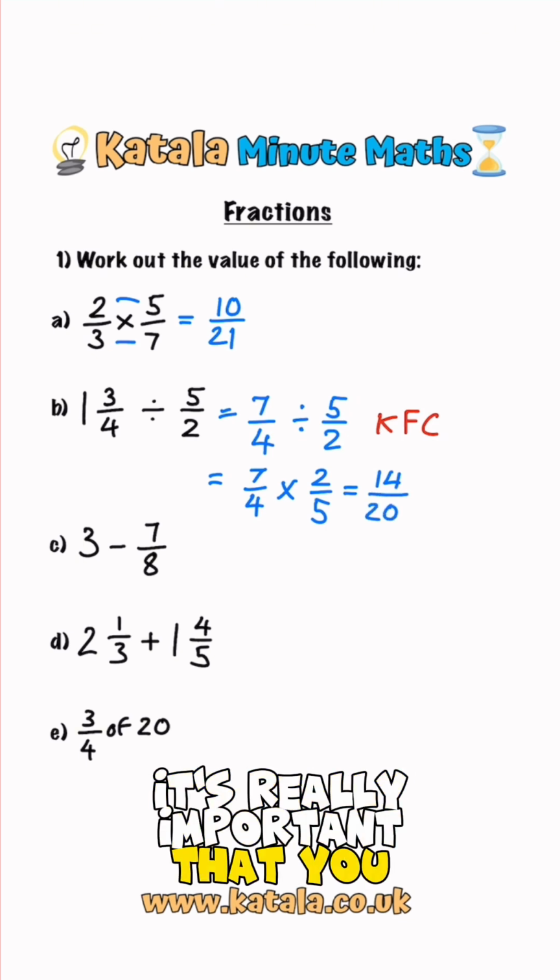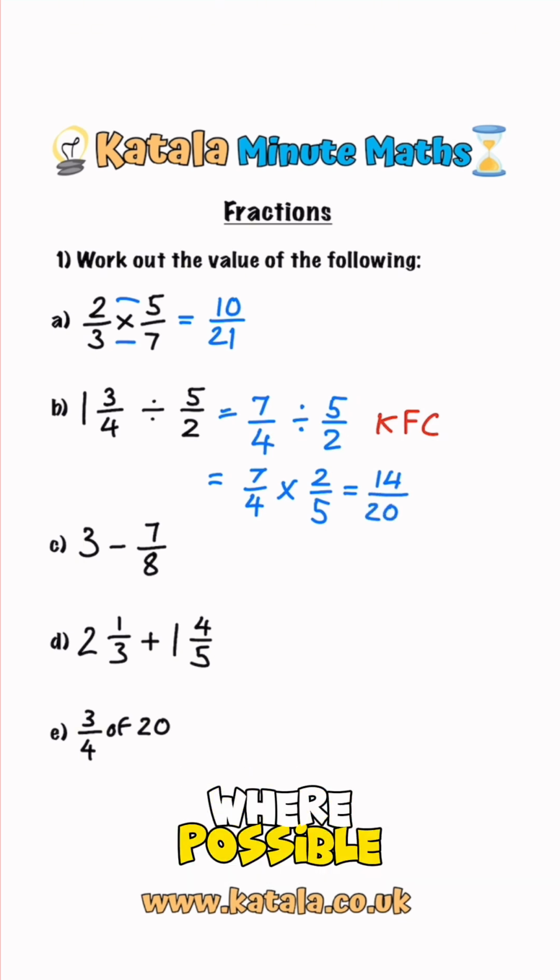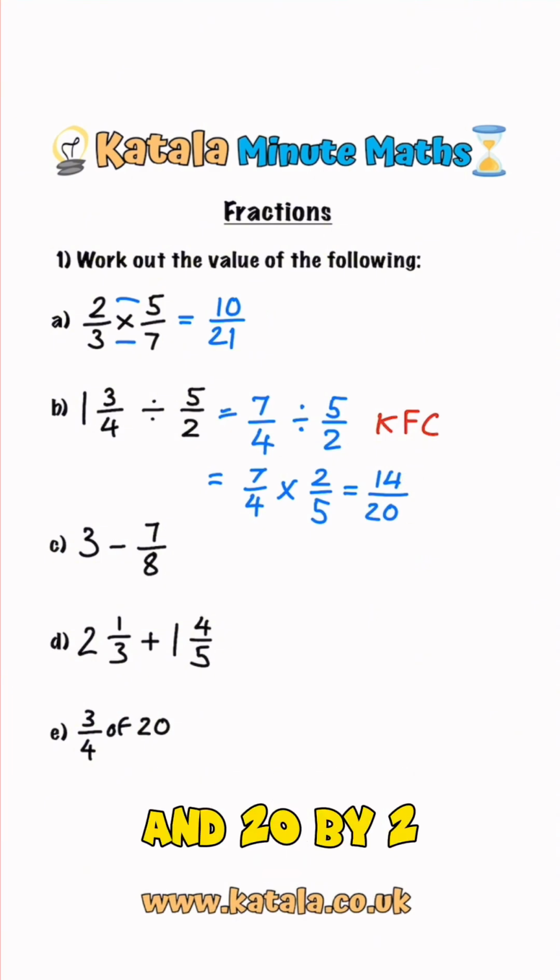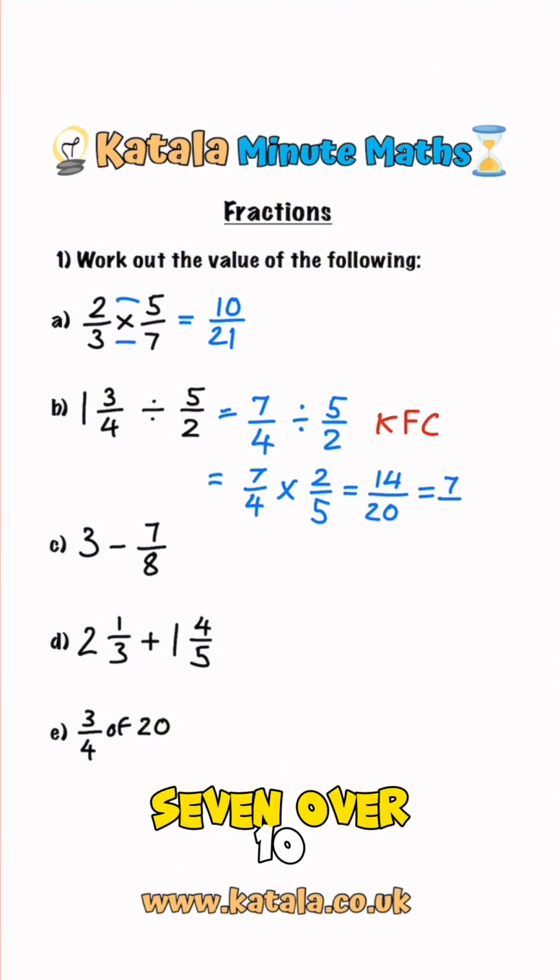Now it's really important that you simplify your fractions where possible, and we can divide both 14 and 20 by 2, so this just becomes 7 over 10.